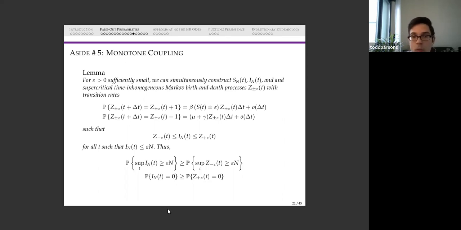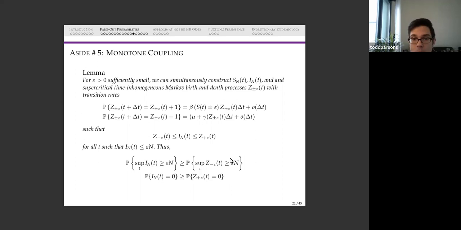The reason it's useful to have this comparison is that if this is a lower bound on the number of infecteds, then if that becomes large, the number of infected becomes large. And similarly with the upper bound, if this goes extinct, then the pathogen goes extinct.